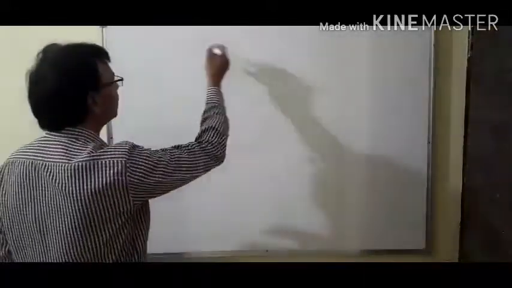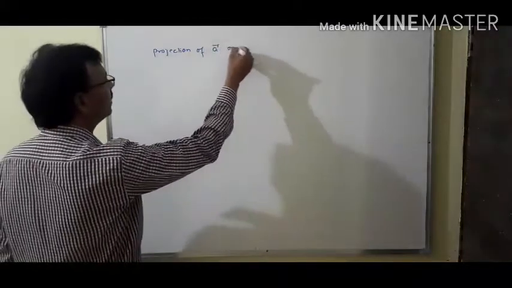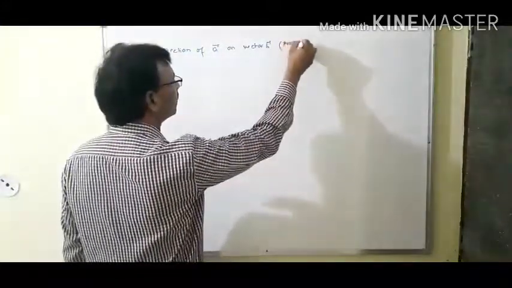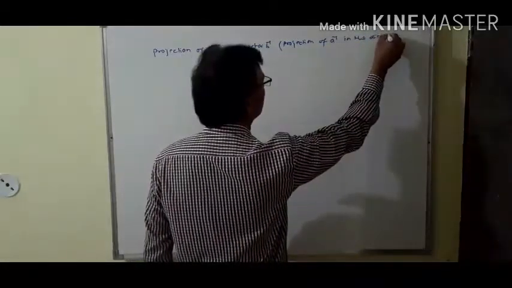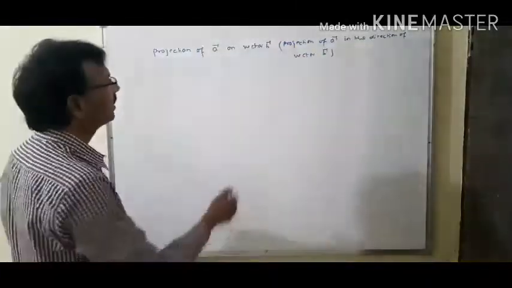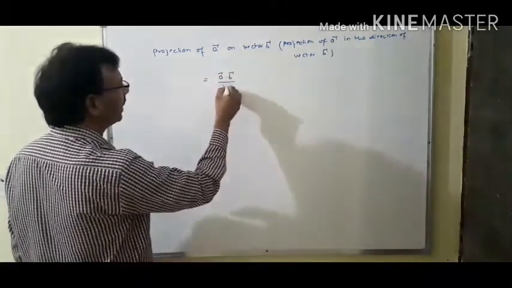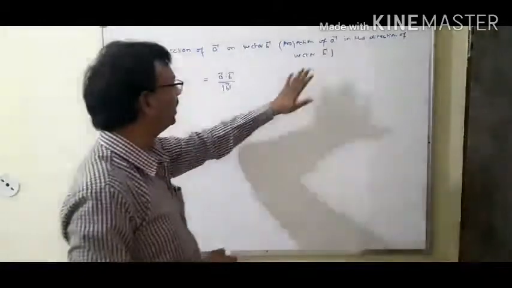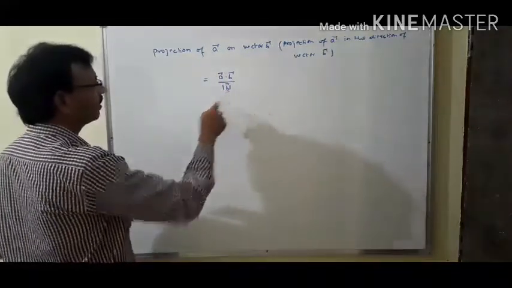Now we will find the projection of vector A on vector B, or in other language we can write projection of vector A in the direction of vector B. Both are the same thing, and we can find it with the help of the formula A dot B upon magnitude of B. Projection of A on vector B, or projection of A in the direction of B, is equal to A dot B upon magnitude of B.